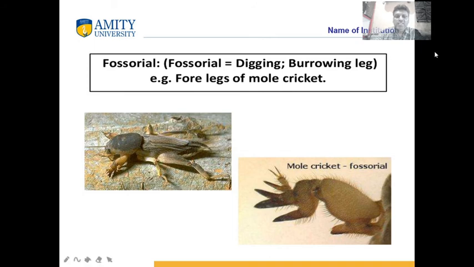Fossorial means digging type. They have several claws. You can see the claw and other structures with which they can make a hole in the soil. These structures make holes in the soil, so they are called digging type or fossorial type of insects. The example is the mole cricket. Their legs are modified and transformed for making holes.